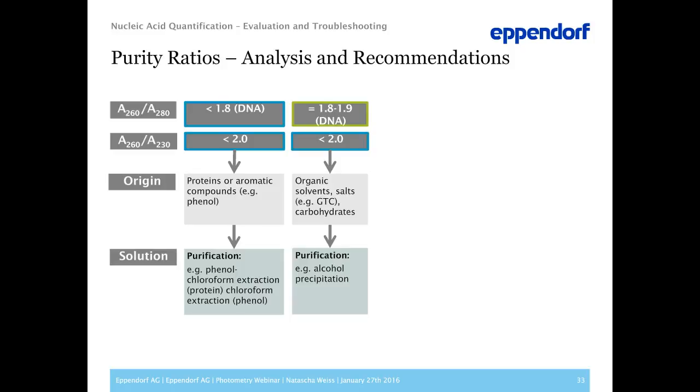Residues of salts, organic solvents, and carbohydrates have only an effect on the ratio A260 to A230, which is reduced. Also, these components can be removed by further purification. In case of excessive salt content, for example, an alcohol precipitation is appropriate.